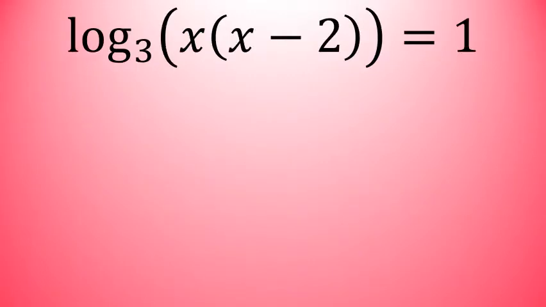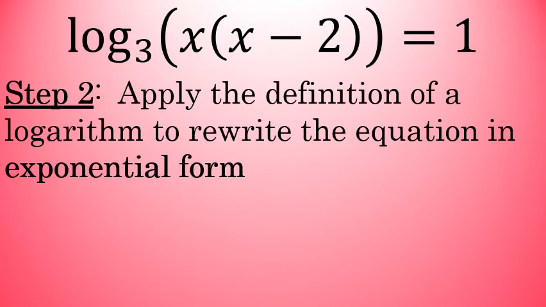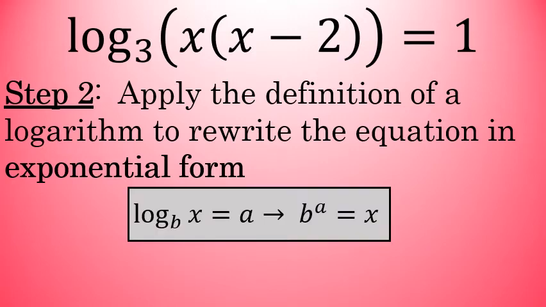Once you have your logarithmic equation written with a single logarithm, you can move on to step 2, which is to apply the definition of a logarithm to rewrite the equation in exponential form. Log base b of x equals a is the same thing as, in exponential form, b to the power of a equals x. The base of the logarithm to the power of the number on the other side of the equation equals what you're taking the log of.